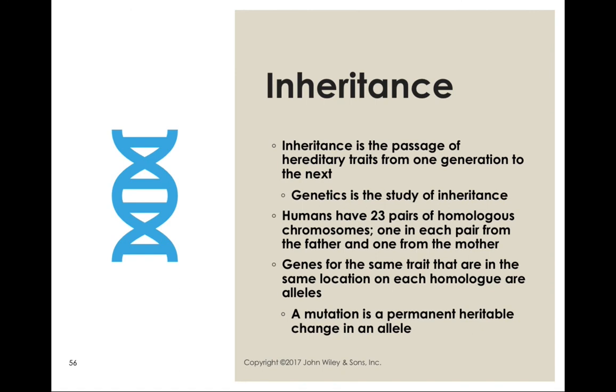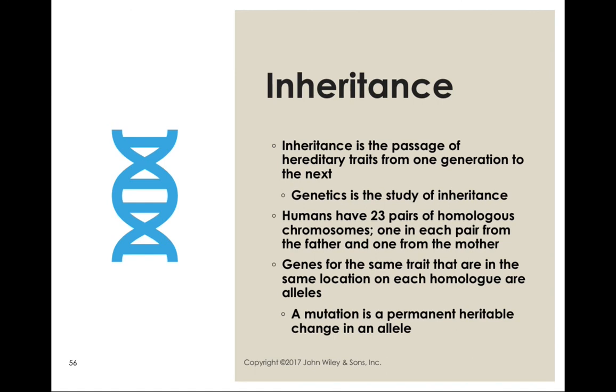For starters, with inheritance, we must keep in mind that humans have 23 pairs of homologous chromosomes. This means that 23 chromosomes come from mom, 23 chromosomes come from dad, and mom and dad's chromosomes will be homologous to each other. Mom's chromosome 1 is going to contain all of the genes that dad's chromosome 1 is going to have, but the versions of those genes are what are actually going to be different.